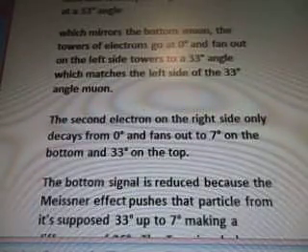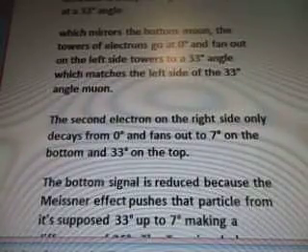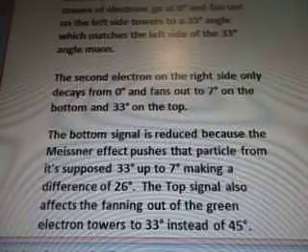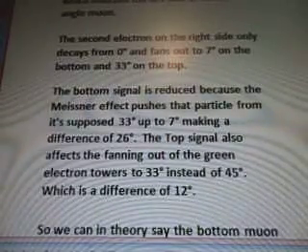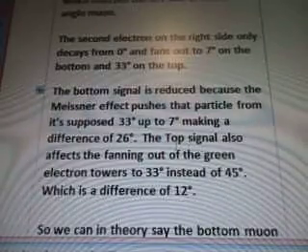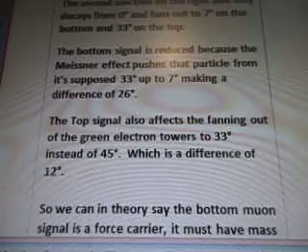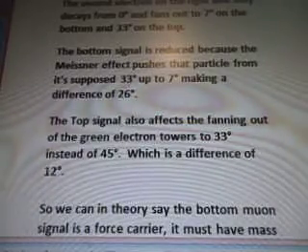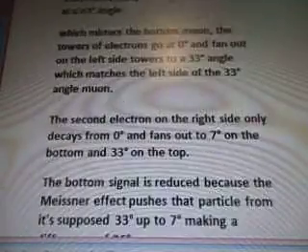Okay, the second electron on the right side only decays from 0 degrees and fans out to 7 degrees on the bottom and 33 degrees on the top. The bottom signal is reduced because the Meissner effect pushes the particle from its supposed 33 degrees up to 7 degrees, making a difference of 26 degrees. The top signal also affects the fanning out of the green electron towers to 33 degrees instead of 45 degrees, which is a difference of 12 degrees.